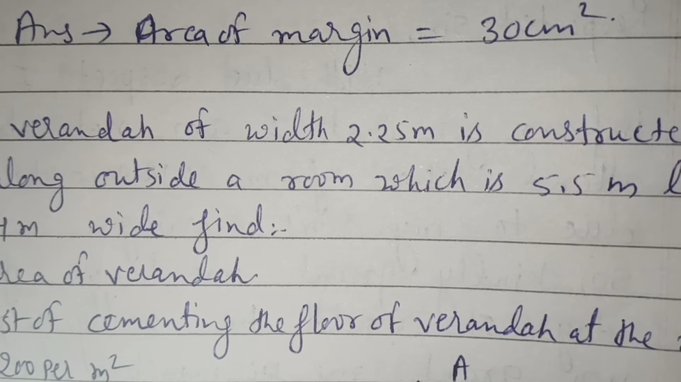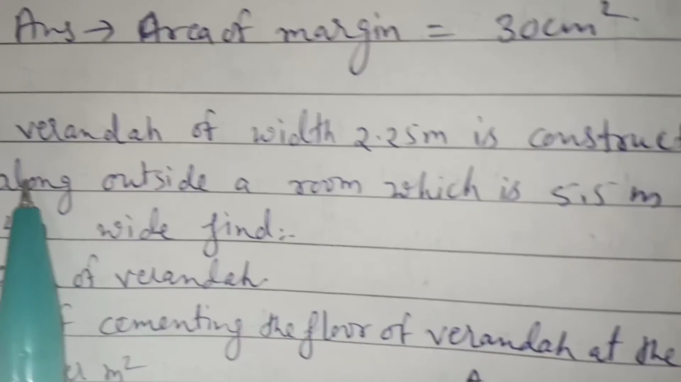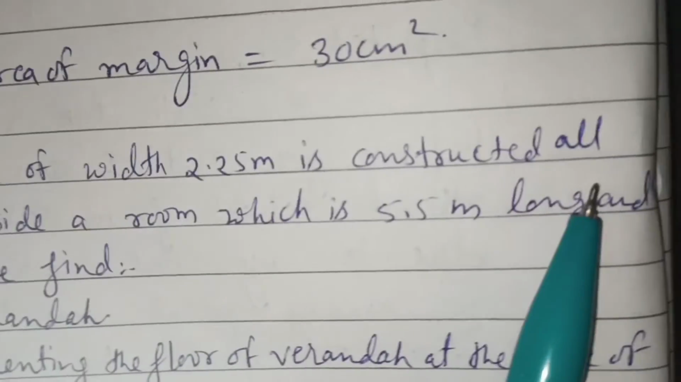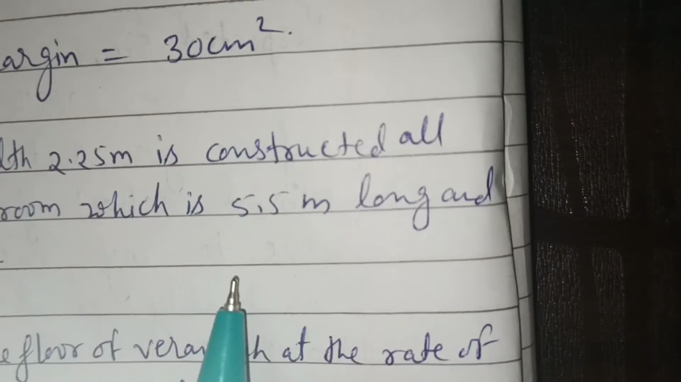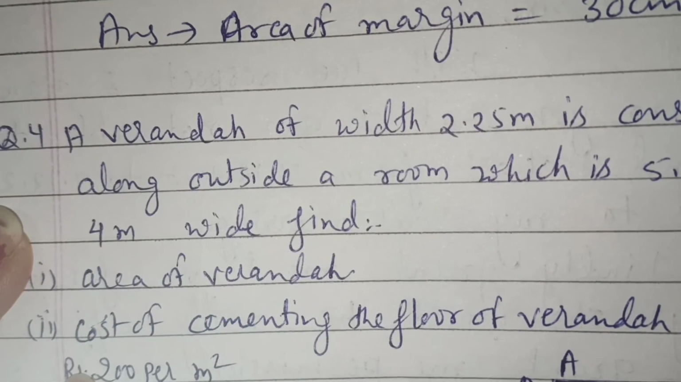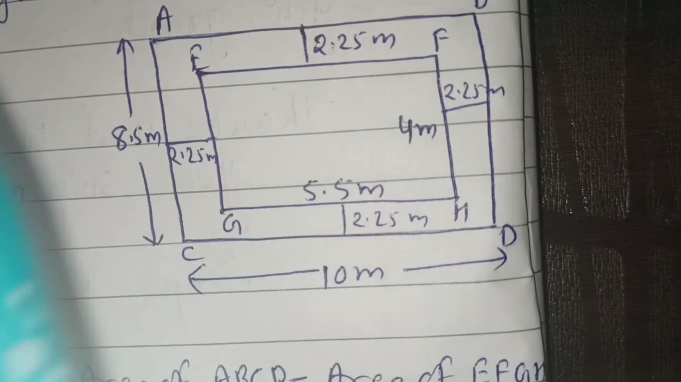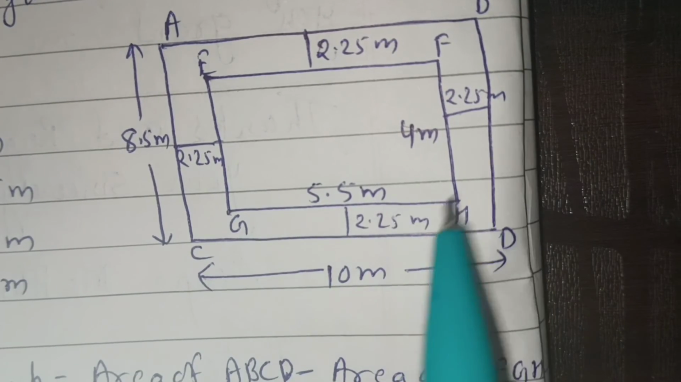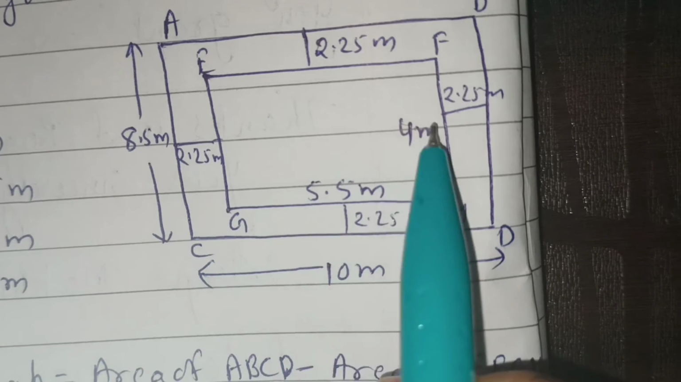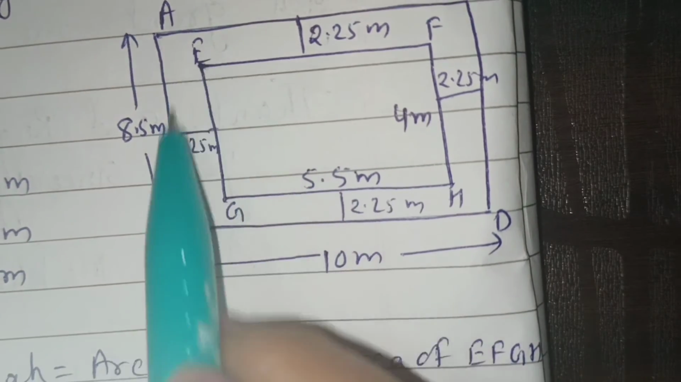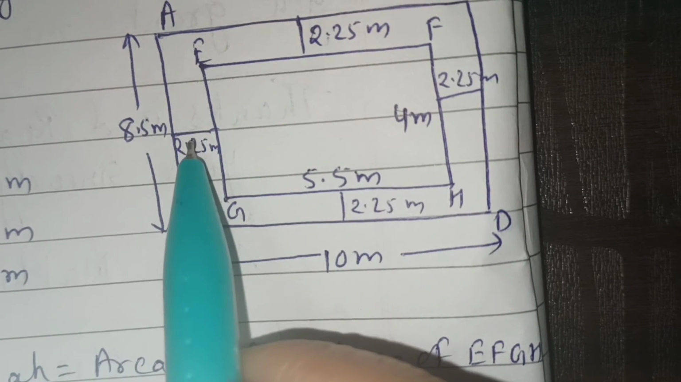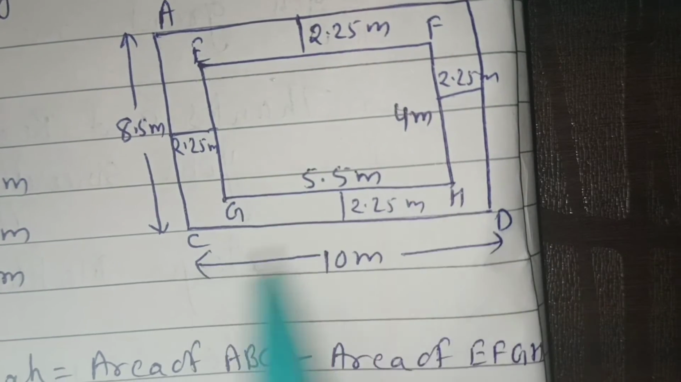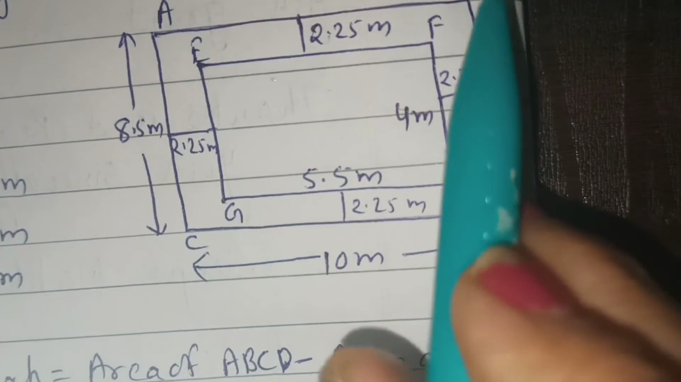In question number 4, we have to find a veranda of given width, constructed all along outside a room which is this many meters long and 4 meters wide. Find the area of veranda. Again we have drawn this figure. Here EFGH is the room, where length and breadth are given. We will find this area. This is the veranda. Width of veranda is given as 2.25 meter. On both sides of this veranda, we got ABCD.